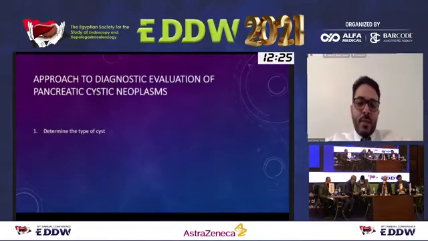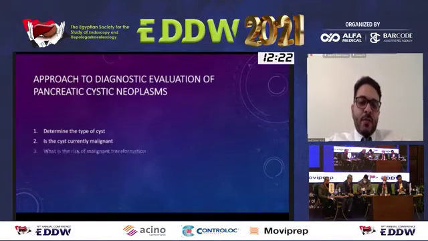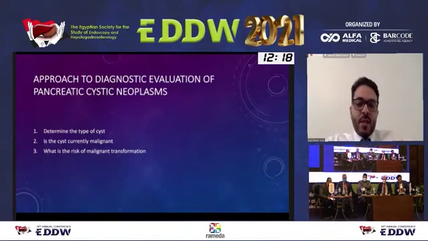So in order to approach pancreatic cystic neoplasm, you're going to have to answer 4 questions. First question is to determine the type of the cyst. If they are serous, like serous cystic neoplasm, then reassure the patient. If they are solid pseudopapillary tumor, then management is straightforward: surgical resection.